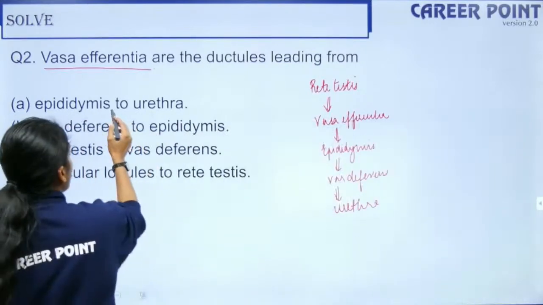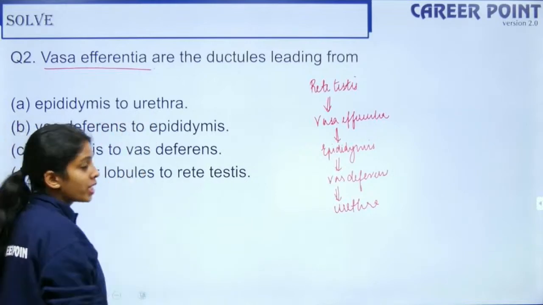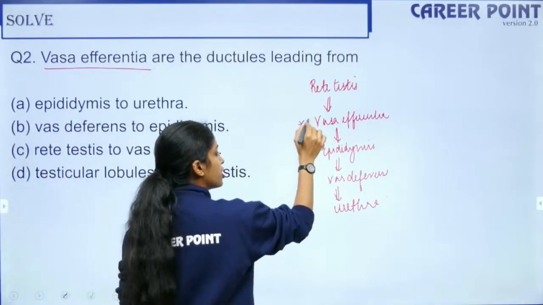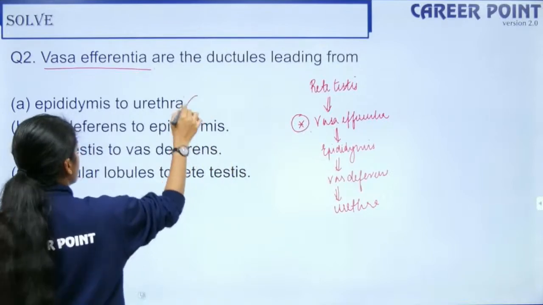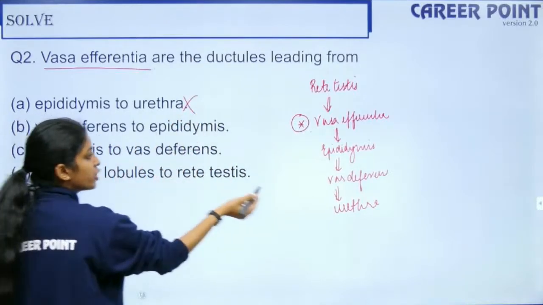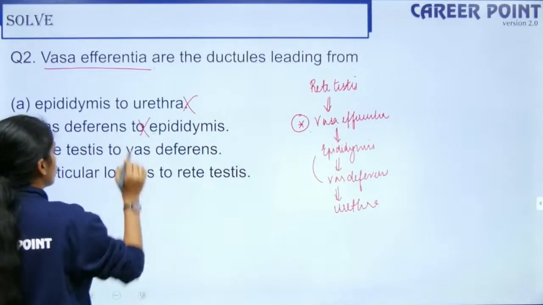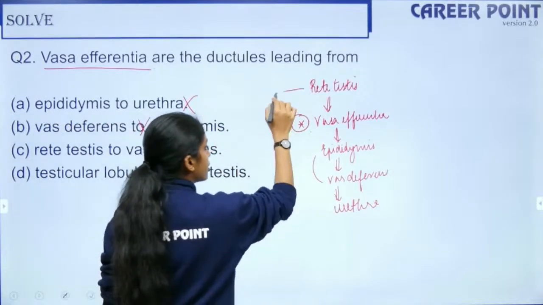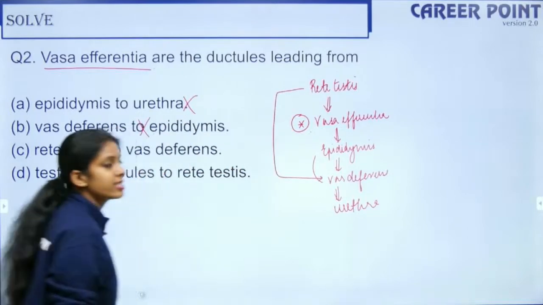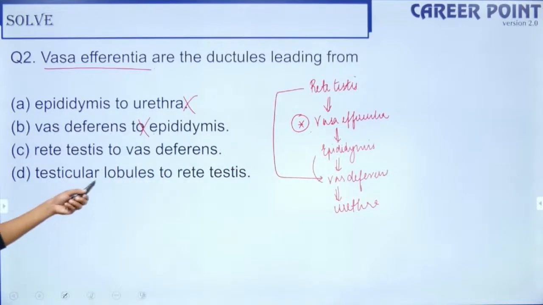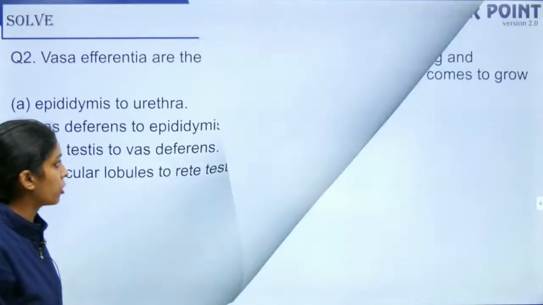It can definitely not be from epididymis to urethra because vasa efferentia is before epididymis, so this is wrong. From vas deferens to epididymis, this is completely the reverse order, this is also wrong. From rete testis to vas deferens, yes, this is sensible. From testicular lobules to rete testis, no, they are talking about your seminiferous tubules, so this is wrong. So only one answer is absolutely right, okay?